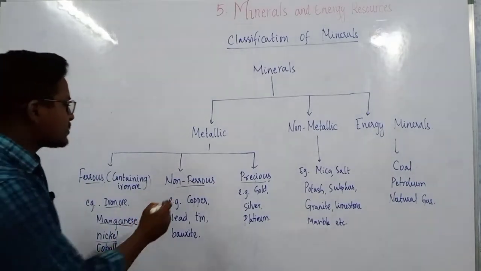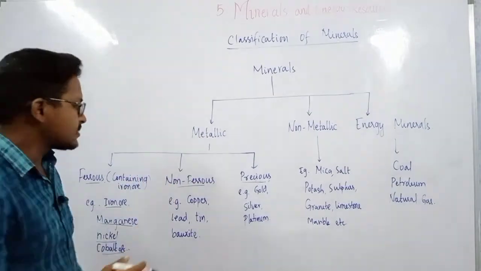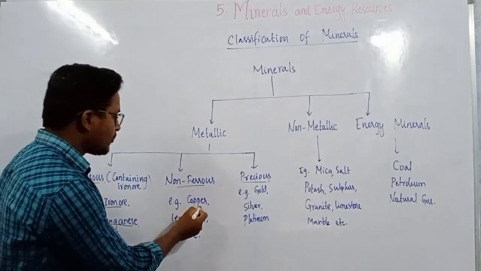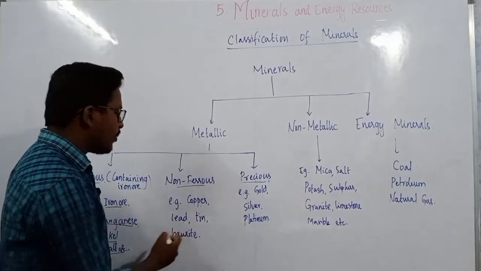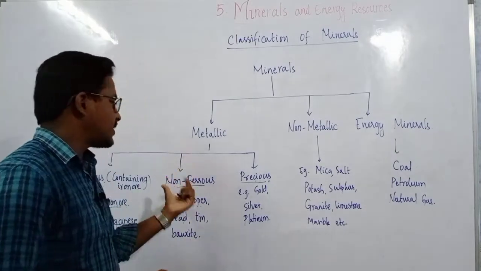Then coming to non-ferrous minerals. Non-ferrous minerals means those minerals which do not contain iron ore. Examples: copper, lead, tin, bauxite, etc. are some of the examples of these non-ferrous minerals.